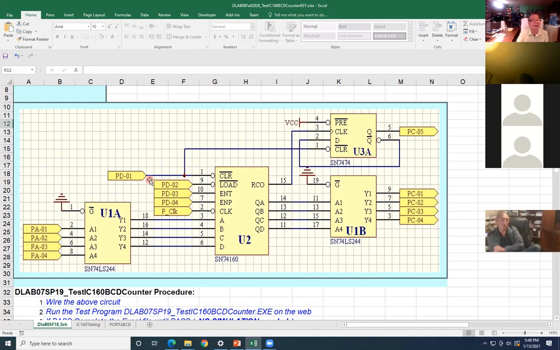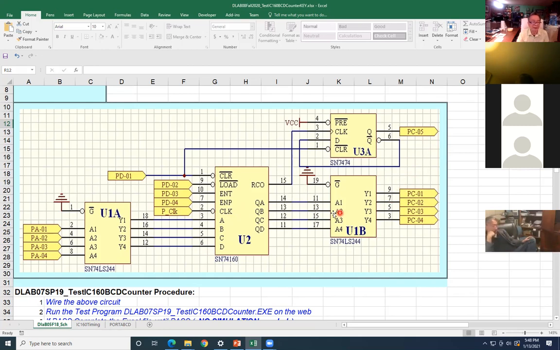Okay? And the next thing is, they're not cleared yet until you apply the clock, P clock for U2. Then verify pins 5, 4, 3, 2, 1 are 0. That is testing for the clear.